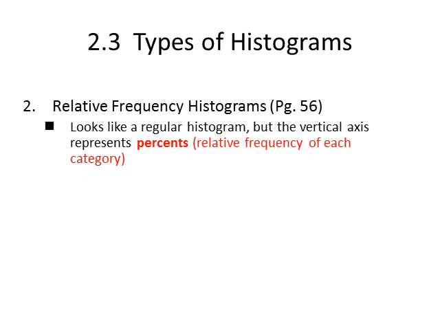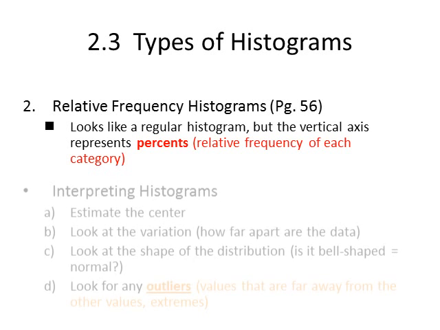On page 56 in your book, you'll see descriptions of relative frequency histograms. A relative frequency histogram looks like a regular histogram, but the vertical axis instead corresponds to percents. And so this is the type of histogram that we would do when we're asked to construct a relative frequency distribution table, like we did in section 2.2.